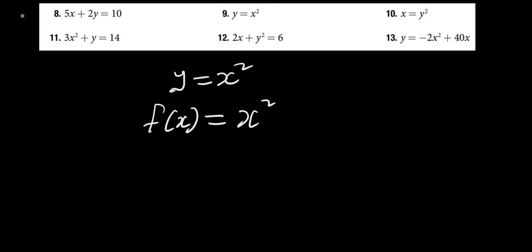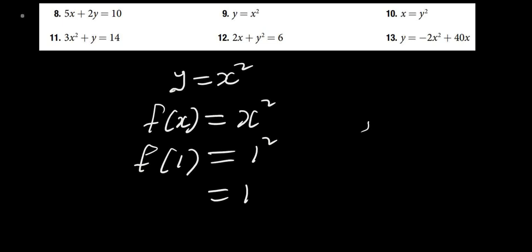Now, if we plug any input value into this relation, it's going to lead to exactly one output. Let's take, for example, if we plug in 1, that will be equal to 1 squared. And 1 squared is equal to 1. So 1 is an input, and that led to an output of 1.